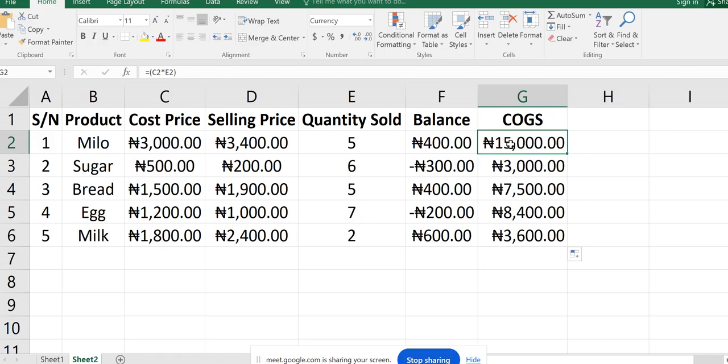Okay, I'm with you. Are we meant to sell it at the same amount we bought it? No, we are not selling. We are just doing calculations here. Cost of goods sold means cost price multiplied by quantity sold. That is the cost of goods sold for Milo. Cost of goods sold for sugar is cost price times quantity sold. We made a mistake. We multiplied selling price by quantity sold, which is not supposed to be. It's supposed to be quantity sold by cost price, which gives us cost of goods sold. Is that clear?